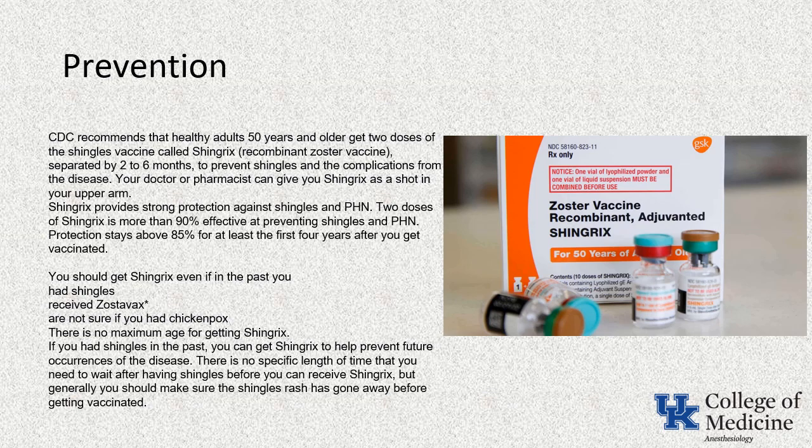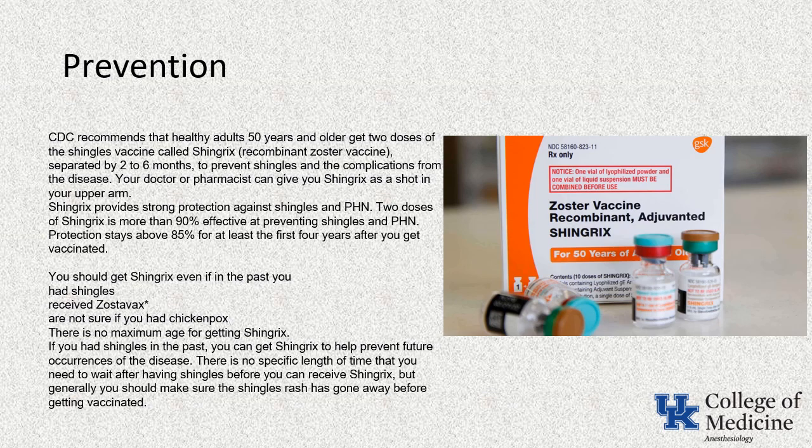It has strong protection against both shingles and postherpetic neuralgia, with 2 doses being more than 90% effective at preventing shingles and postherpetic neuralgia. And this protection stays above 85% for at least the first 4 years after you get vaccinated.